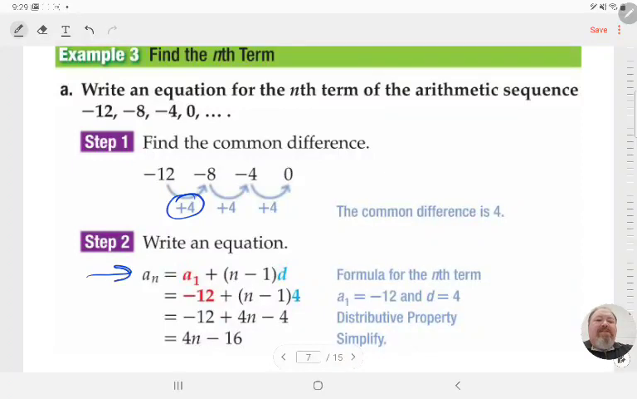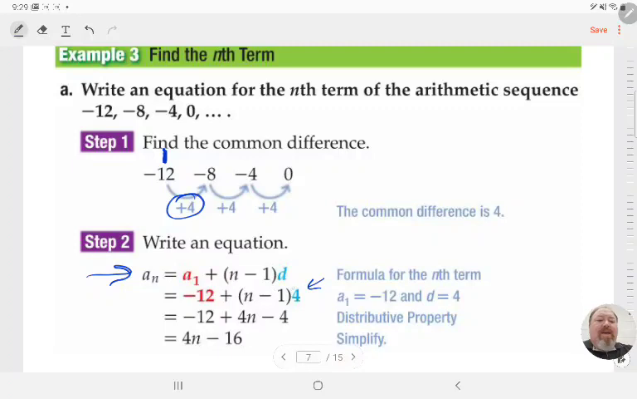So I can look at this equation. I can plug in the first term. So this is the first term in the list. So I plug that into a sub 1, okay? And then my common difference, I plug into the d.